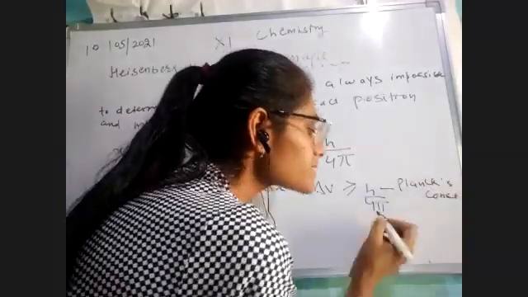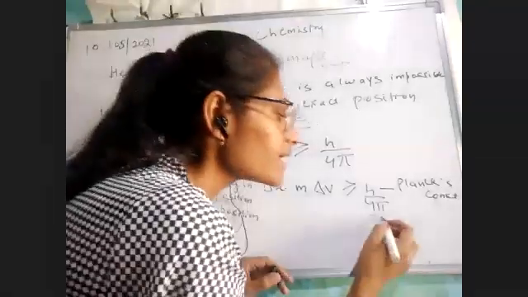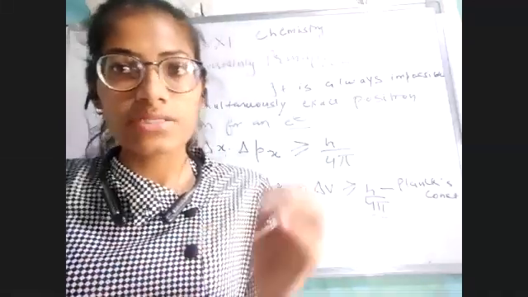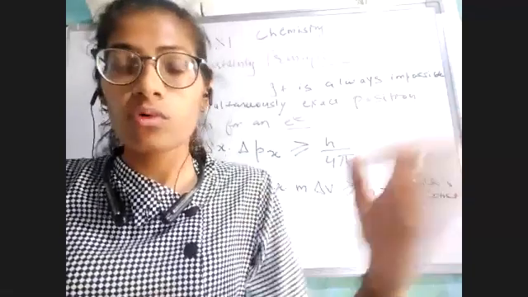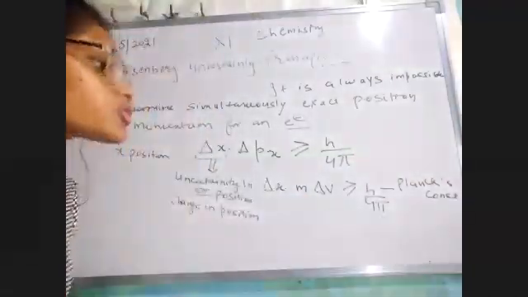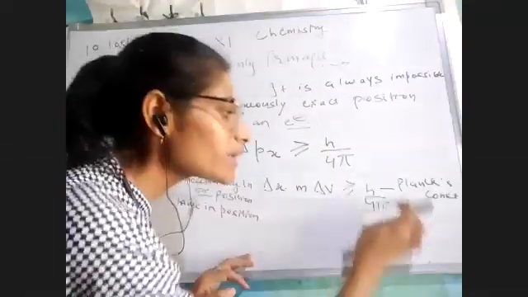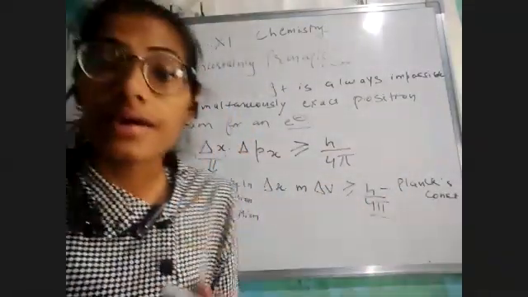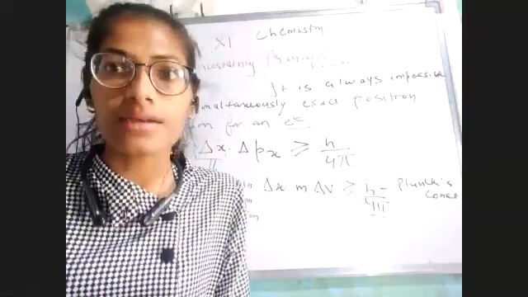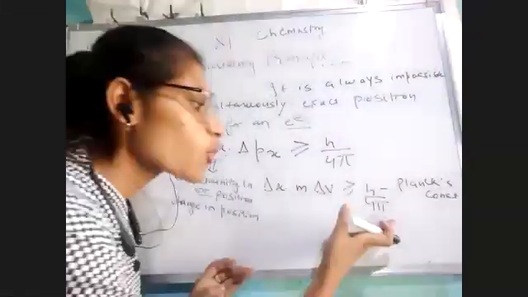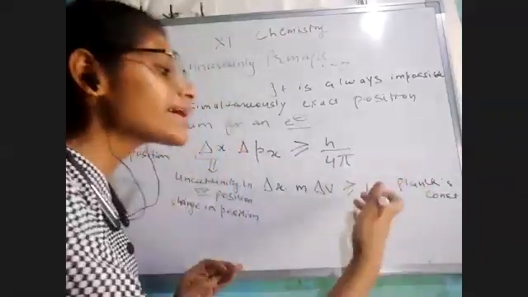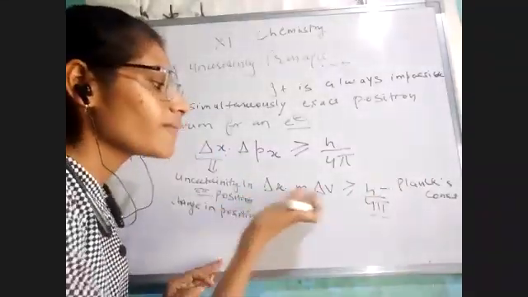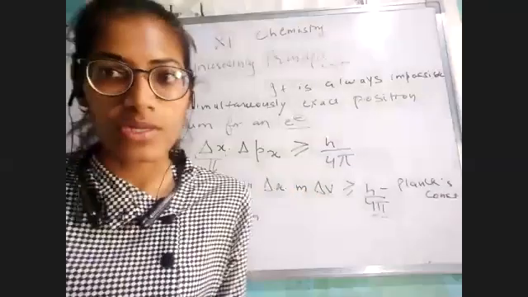And 4 is a numerical quantity. The pi is also uncertain. The value of pi is 3.14 and so on, or 22/7. So in short, we can say this whole numerical value h over 4 pi is uncertain. I'm repeating it again: h over 4 pi is completely uncertain, and we have already put delta over here. That means this is also uncertain.